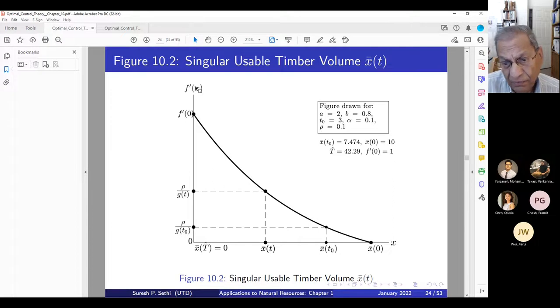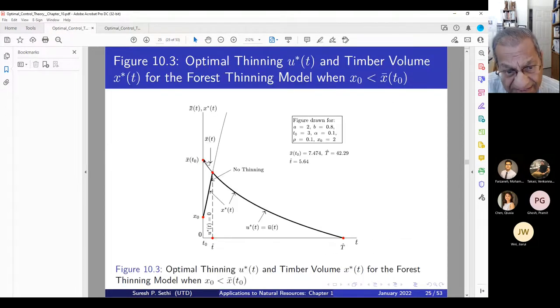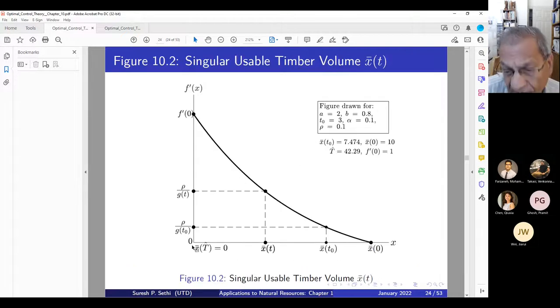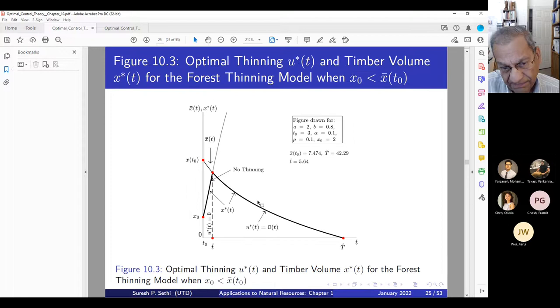You have f prime x, you plot that against x, and because it's an inverse function, otherwise, if I give you x, you can find f prime x. That's direct. But if I give you f prime x and you find x, that's an inverse function. So as we go along, we can find out this is our x bar t. It becomes zero. We have x bar t zero, and by doing this, we have x bar along t, all the way from t zero to t hat. So it's easy to plot this function, easy to take its inverse and plot x bar t. This is our turnpike.